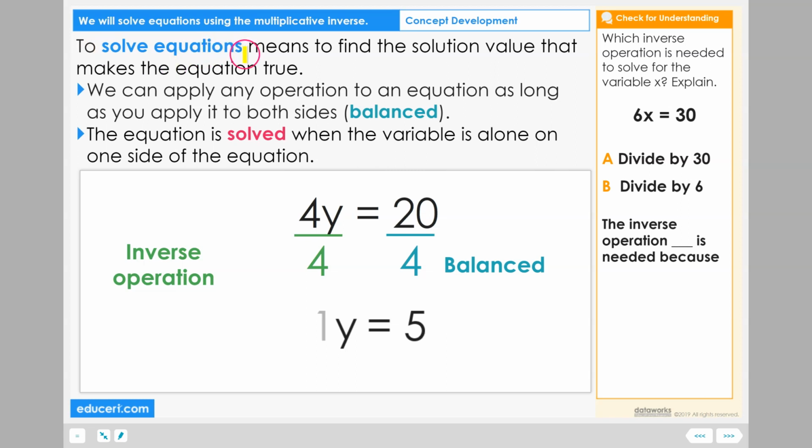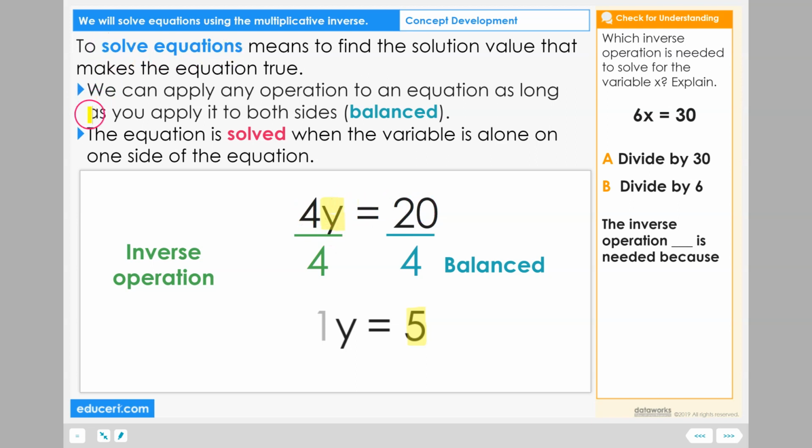To solve equations means to find the solution value that makes the equation true. The equation 4 times y equals 20 has a solution of y equals 5 because 5 is the value that, if you replace the variable, 4 times 5 equals 20 makes it true. Any other value would not be equal.